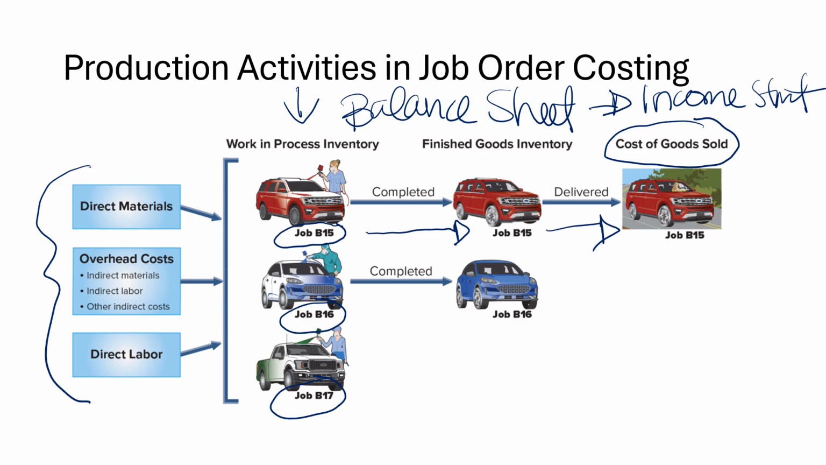In the same period, another job was completed, but it was not sold yet, so it is not recorded in cost of goods sold. It is sitting in the balance sheet in the finished goods inventory. And then it looks like job B17 must have just started to be work in process, so it will be in the work in process inventory on the balance sheet.